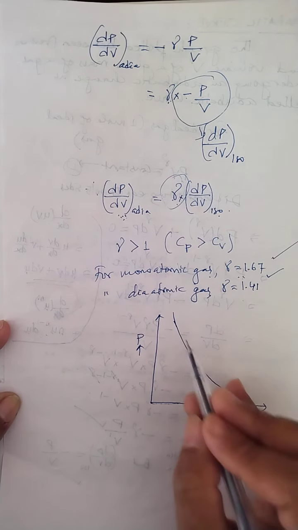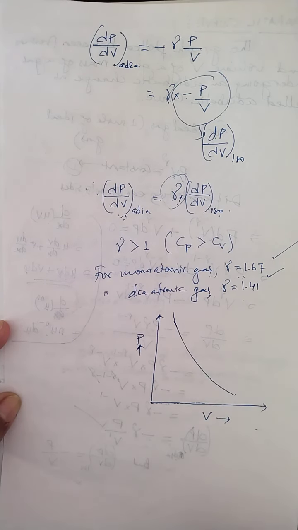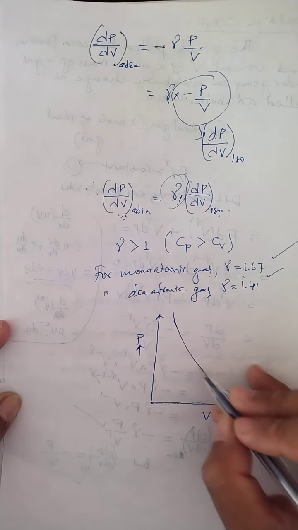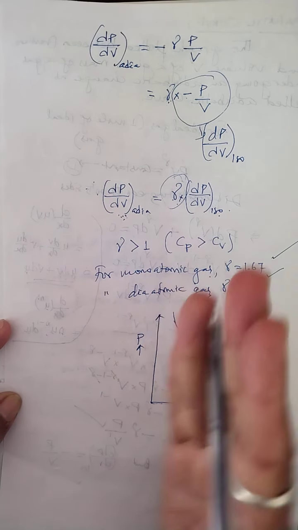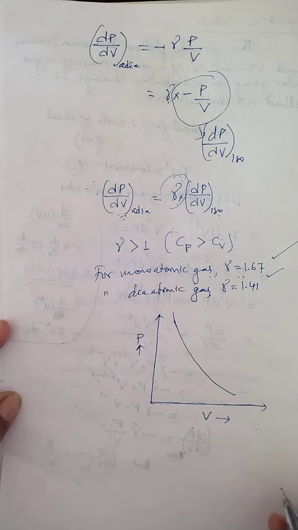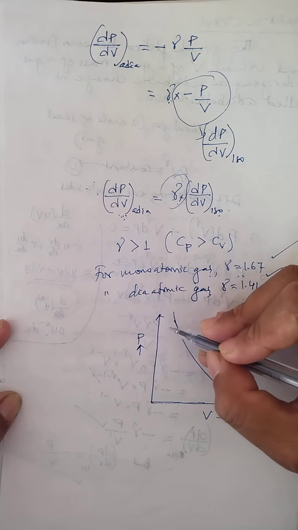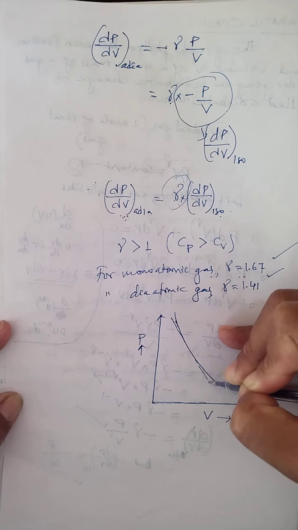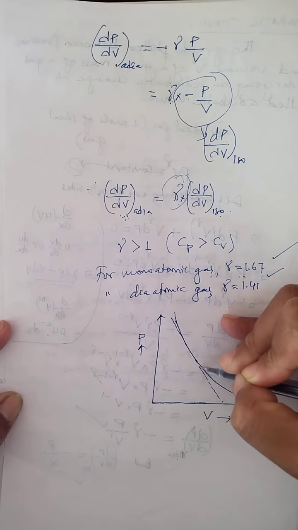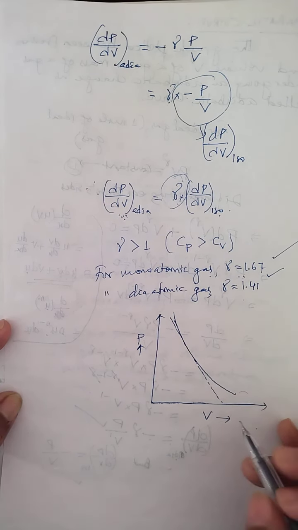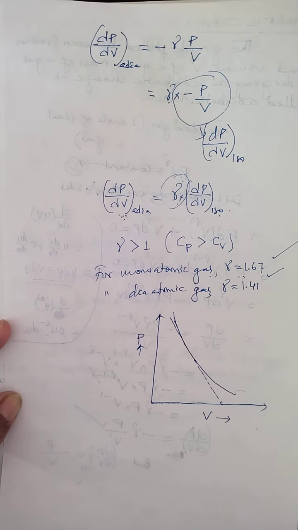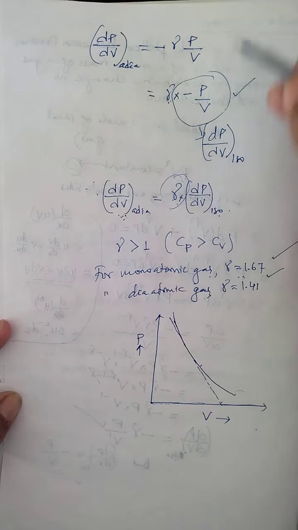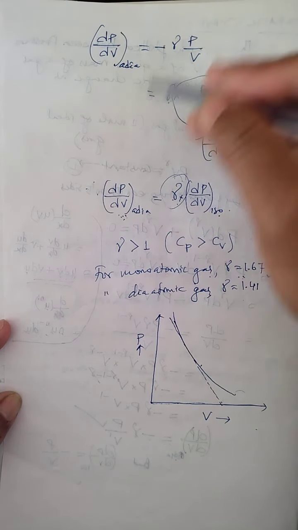Your graph will be a non-linear graph, a curve. But you find this graph is more steeper. This adiabatic curve will be more steeper than what? Isothermal curve. Under this case also we can calculate the slope. To calculate the slope, I can draw a tangent to the curve, and from that tangent we can calculate the slope. This slope is given by this relation, which measures the slope of the adiabatic curve.